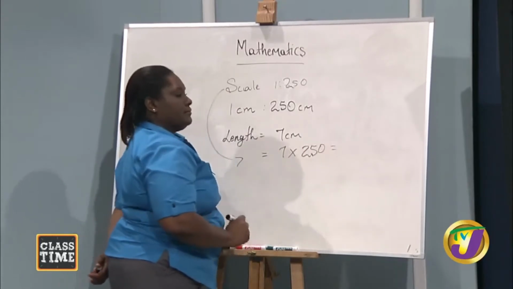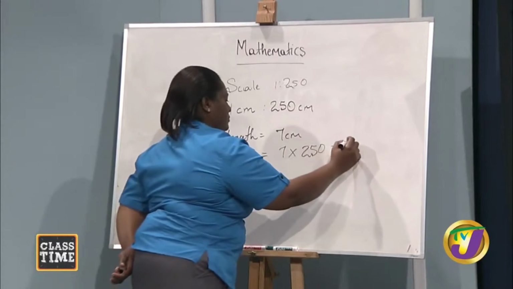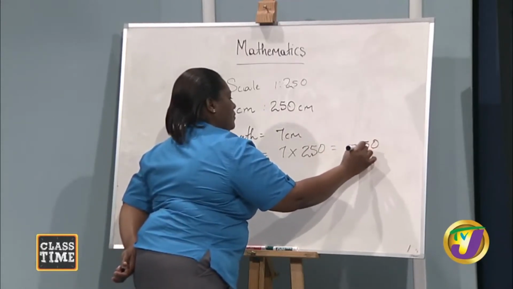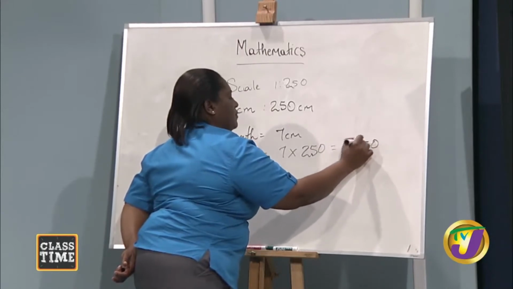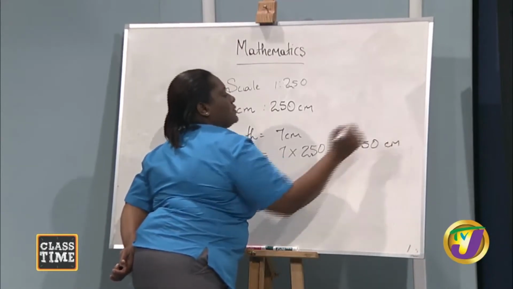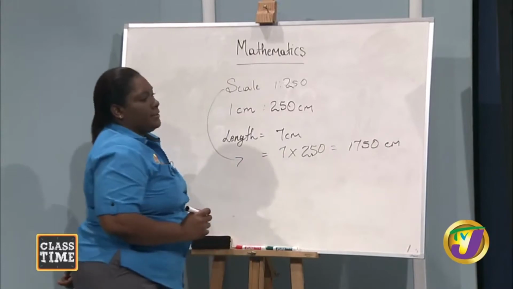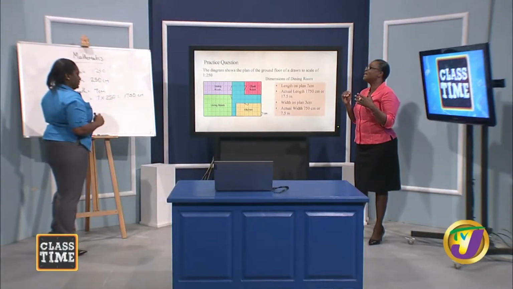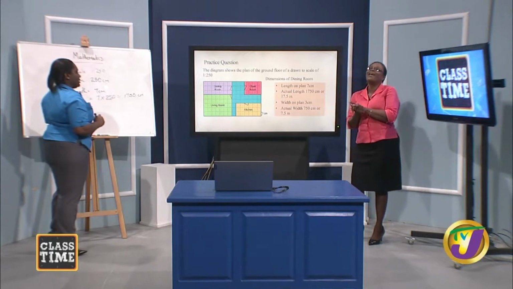To tell how many centimeters exist in the real world. So that would be 1,750 centimeters. Correct. But the table that we have to complete says meter. We want that information in meters.